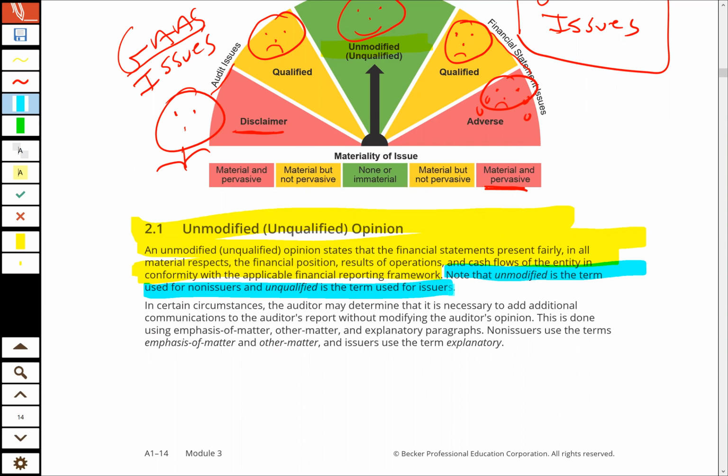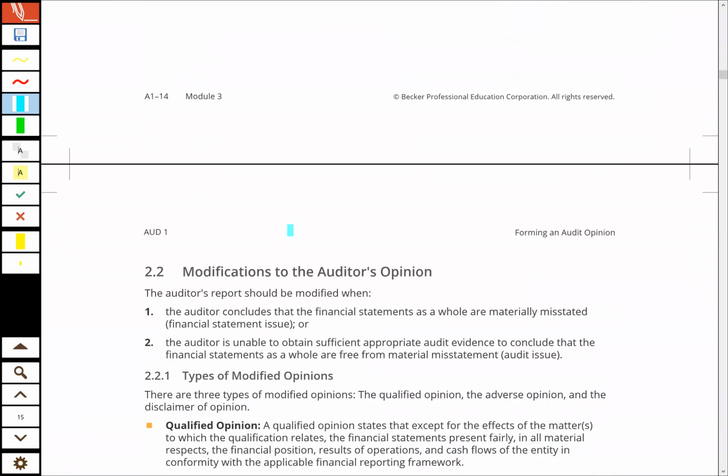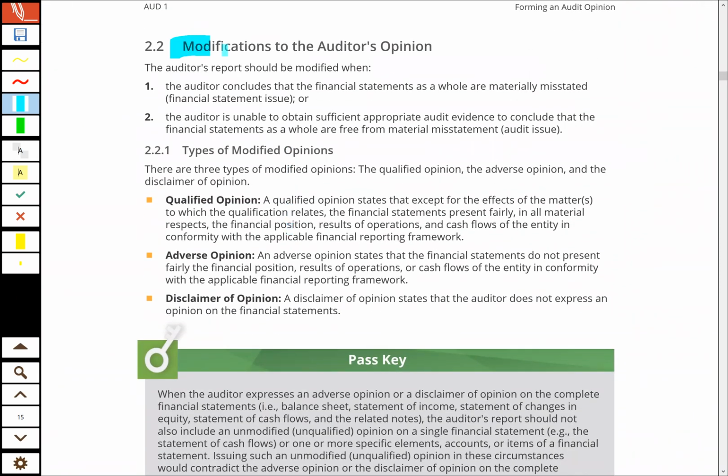And again, I express a little bit of frustration. I don't see that the investing public is helped at all by the fact that we have to use different names and structures for the way we present this information for public versus non-public companies. But so be it. It is what it is, and we're just going to have to deal with it for the exam. And then, of course, when we modify our opinion, we could have qualified.